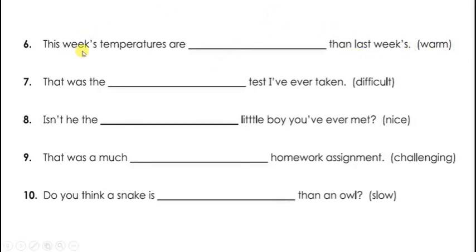So we have warm. This week's temperatures are than last week's. So guys, we have than, so it's a comparative, and warm is a short adjective, so we add er. So this week's temperatures are warmer than last week's. That was the difficult. Yes, guys, difficult is a long adjective. So we have the, so it's superlative. So what to use? I can say more difficult or the most difficult. Yes, the most difficult. Isn't he the? So it's superlative and nice is a short adjective, so I add est. Nice already has an e, so add just st. So isn't he the nicest little boy you ever met?